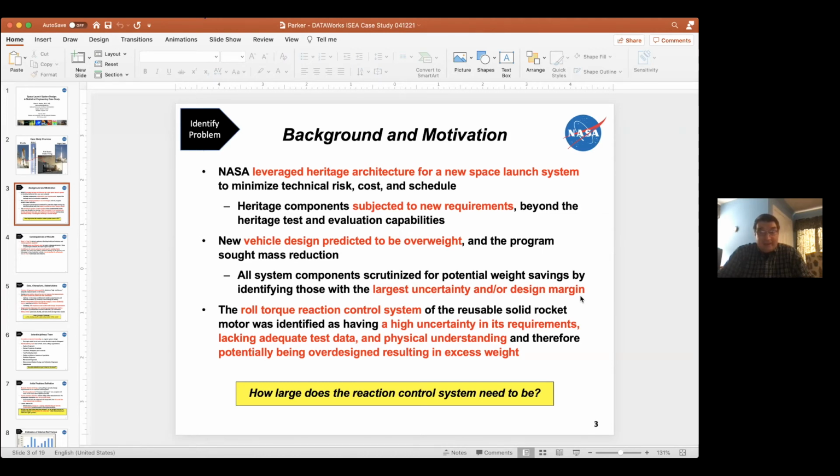It lacked adequate test data. It lacked a physical fundamental understanding. And therefore it was a good candidate to be considered that it may be being over-designed, resulting in excess weight on the vehicle. So the simple kind of question of this whole project is, how large does that reaction control system need to be?